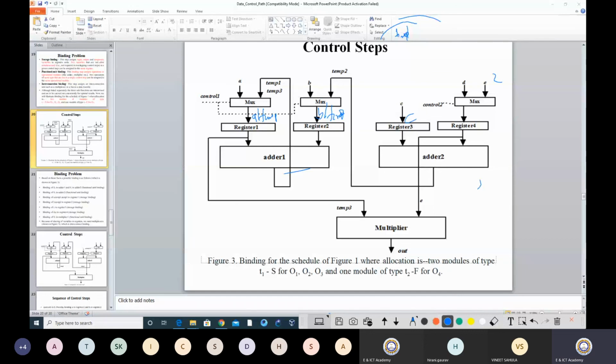Again, there is one more variable which will be generated, temp3, at the output of time step 2, which will be the addition of temp1 and temp2. For that again I will use this register. Now you can use any register. Okay. Because for time step 3 probably all the registers are free, so you can use any one of them, but let's consider that I would like to go for this register.